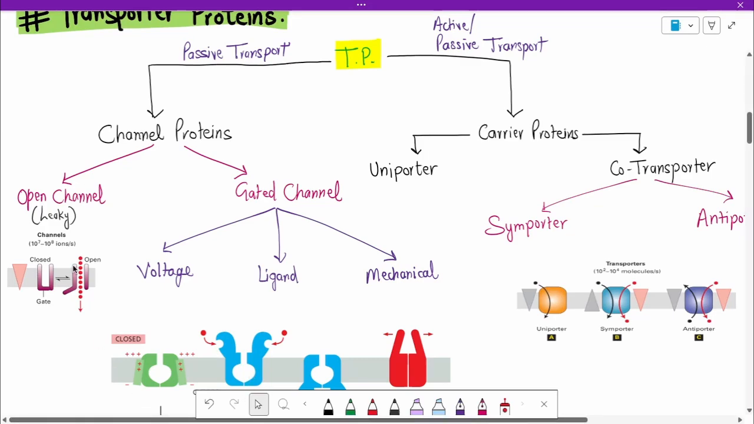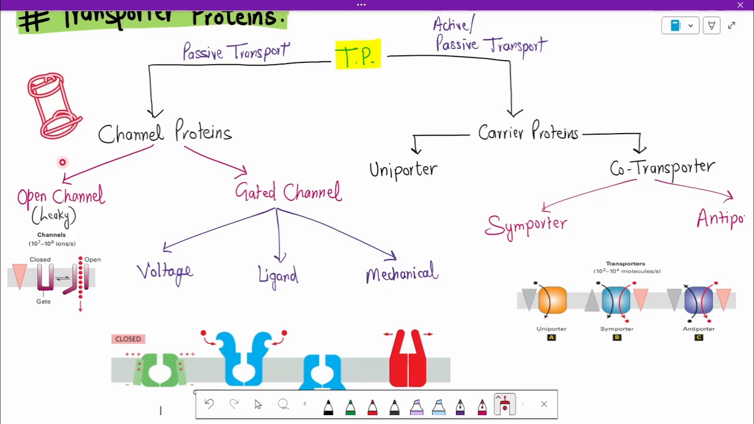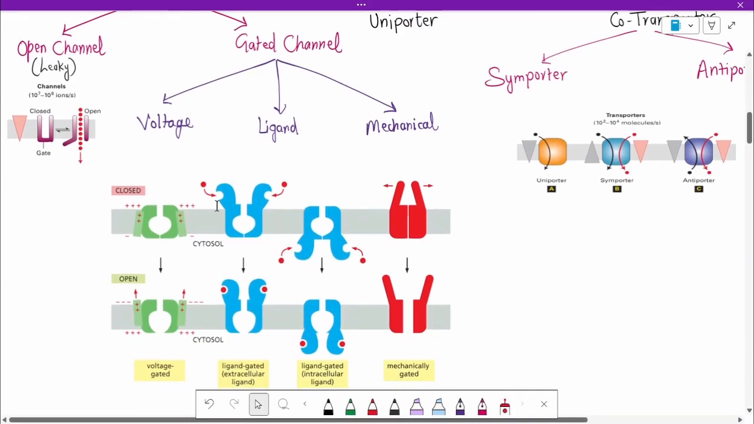Channel proteins can either be open all the time, or they can close or open with respect to a certain stimulus. If they are open all the time, we can say that these are open channels, or leaky channels. And if these channel proteins open and close with respect to a certain stimulus, we can classify these gated channels on the basis of this stimulus into three main categories. It can be voltage gated channels, ligand gated channels, or mechanically gated channels.